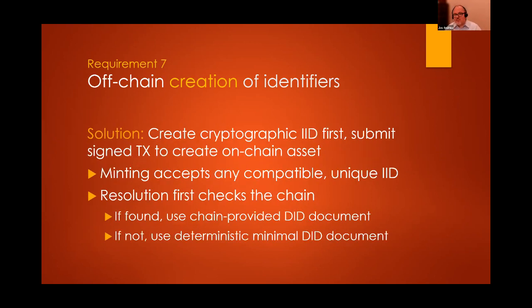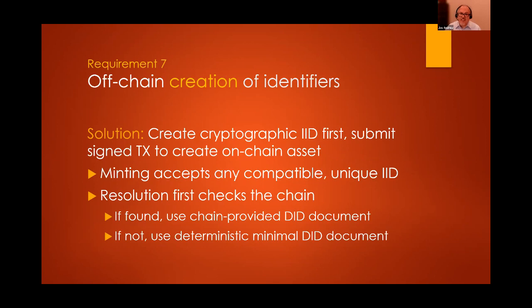And that is the solution, is you cryptographically create an identifier. It could be a public key. It could be a public key with a hash. It will all depend on the method, which depends on the underlying verifiable data registry. You have to use a cryptographic curve that is compatible with that chain, of course. But once you create it, now you can submit a signed transaction to create that on-chain asset.